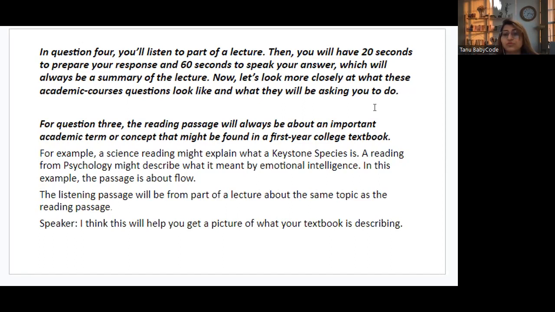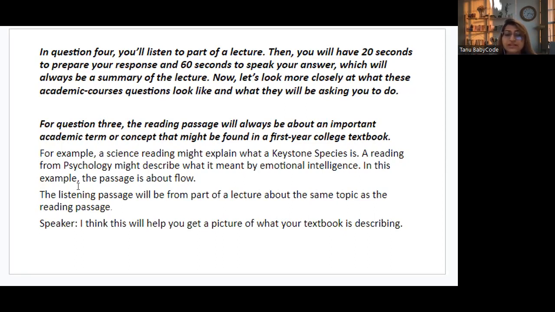Now let's look more closely at what these academic questions look like. When you have question number 3, the reading passage will be an important academic term or concept that might be found in a first year college textbook. For example, a science reading might explain what a ketone species is. A reading from psychology might describe what is meant by emotional intelligence.